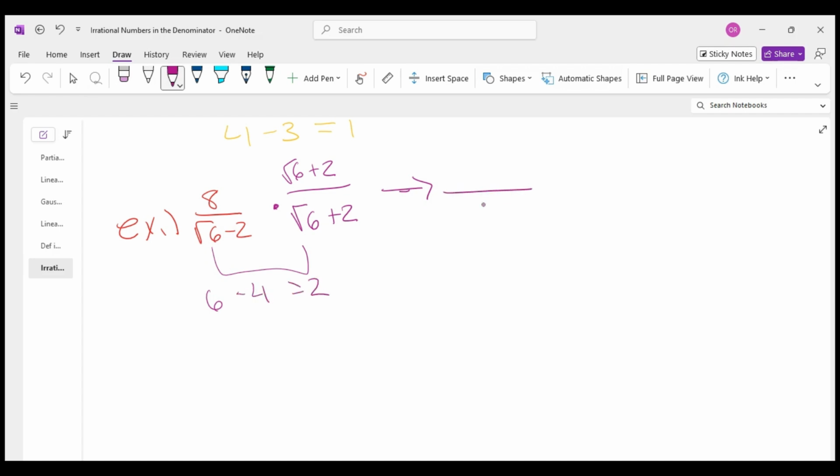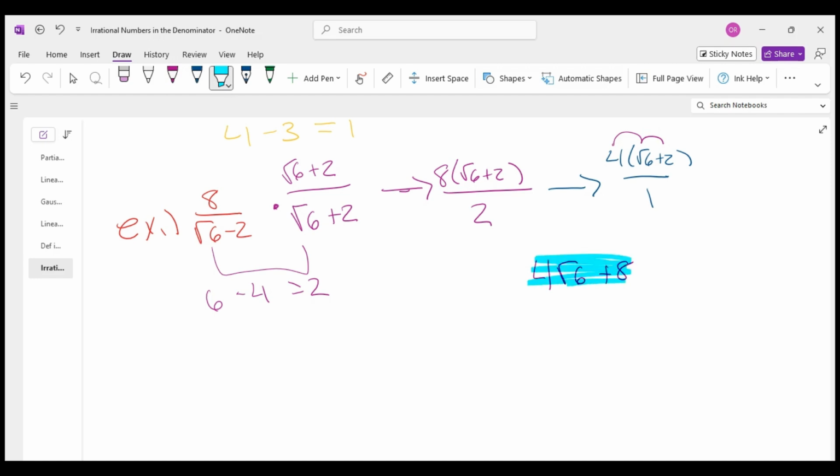So in our denominator, we just now have 2, and in our numerator, we have 8 times square root 6 plus 2. Now, since 8 can be divided by 2, it's actually going to leave us with 4 times square root 6 plus 2. And if we just distribute that 4, your final answer will be 4 square root 6 plus 8.